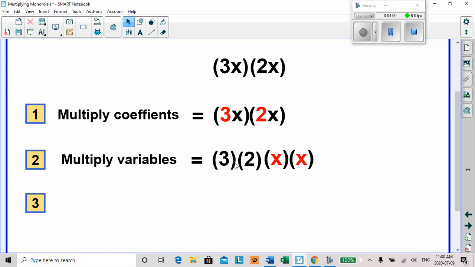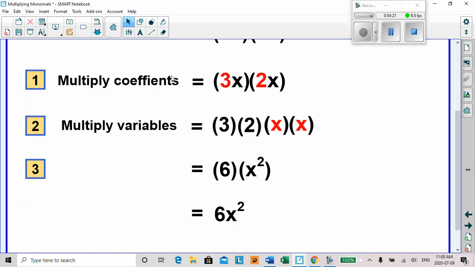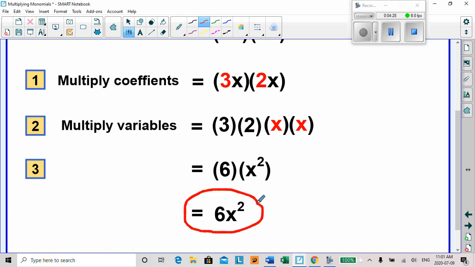When I multiply 3 and 2 together, I get 6. When I multiply x times x, you know that when you have 2 of the same thing multiplied together, you can write it using an exponent. So that would be x squared. And then my final answer, we write it as 6x squared. Let's try another one.